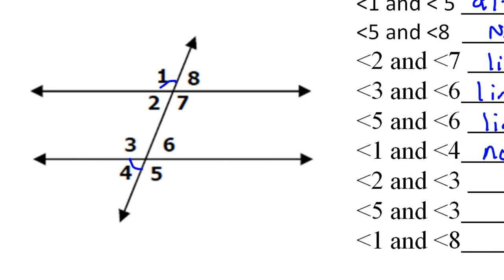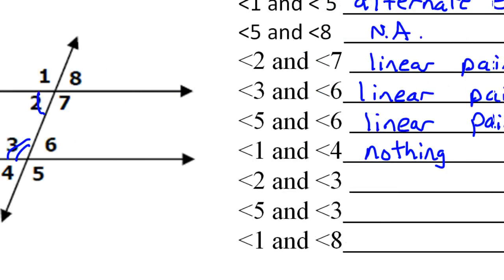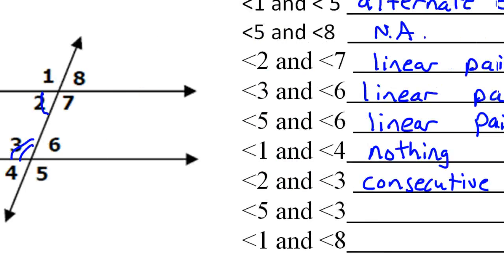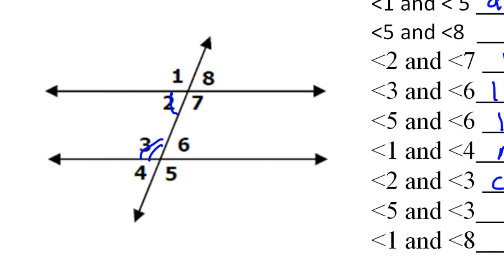2 and 3. Okay, finally, something. These are consecutive interior, or sometimes they're called same side interior. Consecutive interior. What about 5 and 3? These are called vertical angles.